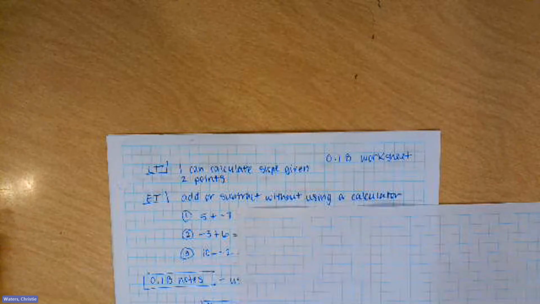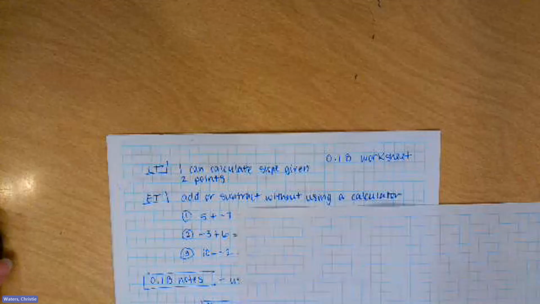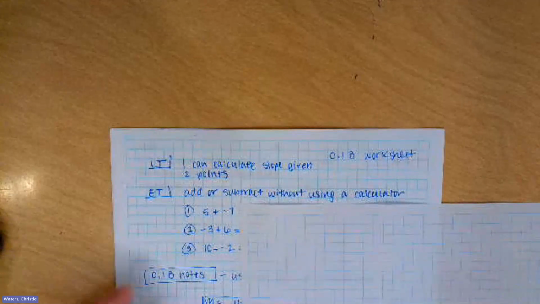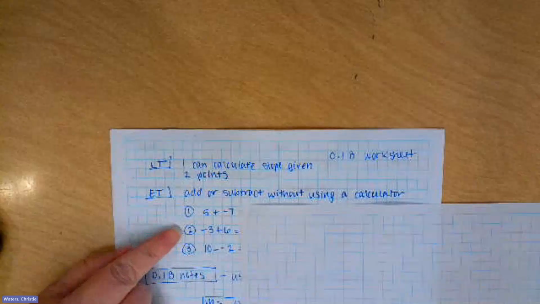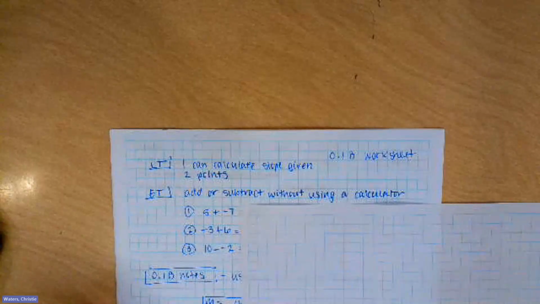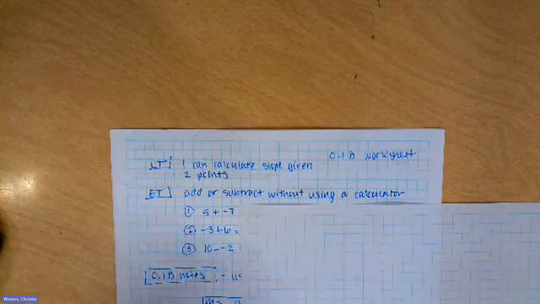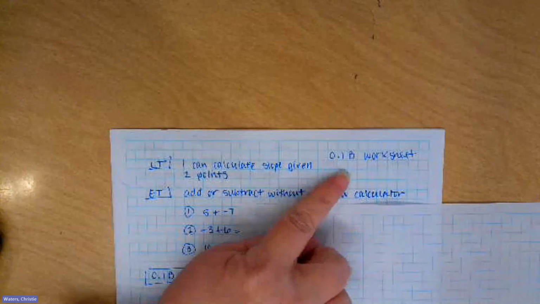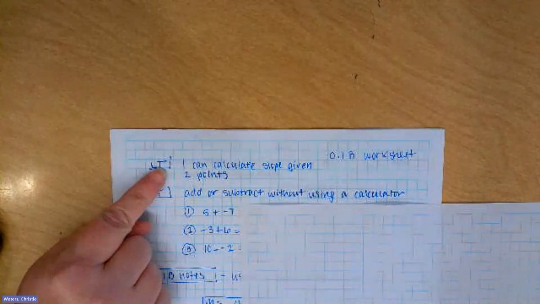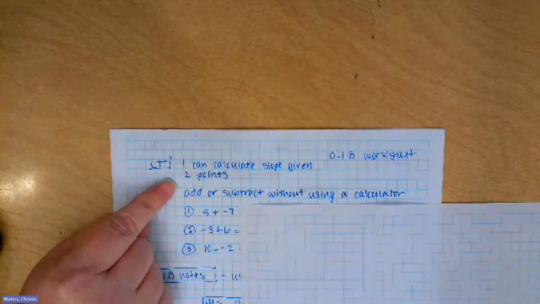0.1b. This is our second lesson for chapter 0. So the warm-up today is to be able to add or subtract these numbers without using a calculator. And our assignment today, as I mentioned, is 0.1b. And our learning target today is I can calculate slope given 2 points.